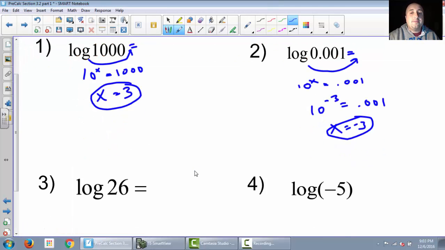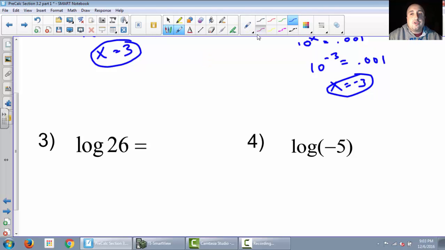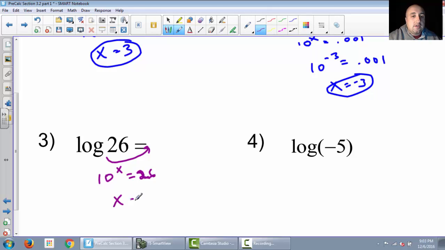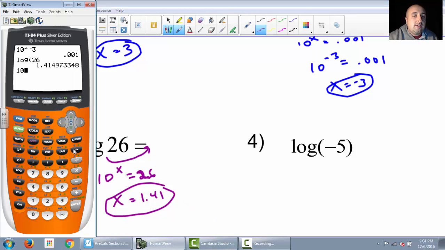Now sometimes we have to use our calculator like this one. Notice no base, we assume it's 10. 10 raised to what's after the equal sign is 26. I don't think there's any way you can tell me 10 raised to what power is 26. If you can't, you just use your calculator. We're just going to do log of 26 on our calculator. Log of 26 is equal to 1.41. So x equals 1.41. 10 raised to 1.41 should equal 26. 10 raised to 1.41 is equal to 25.7, which is about 26.